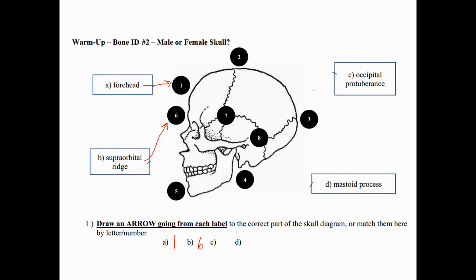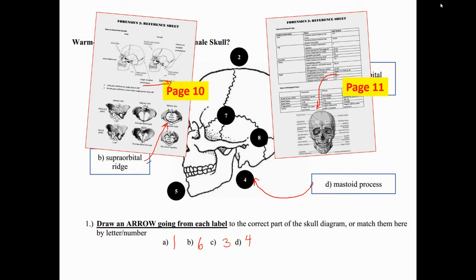Okay, the occipital protuberance is this funny little bump at the back of the head that is bigger on males than on females. And the mastoid process is this little bump here. It's basically, if you were to take the jaw off, the bump at the bottom of the skull. So D is 4 and C is 3. And those come right off of the skull diagrams in your reference tables that are on a couple different pages. Those 2 pages of the skull diagrams, you see?